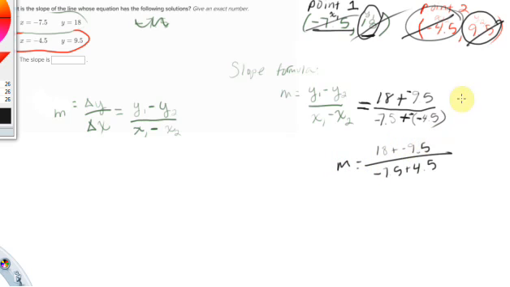Then 18 plus negative 9.5 is going to give me positive 8.5. And negative 7.5 plus 4.5 is going to give me negative 3.